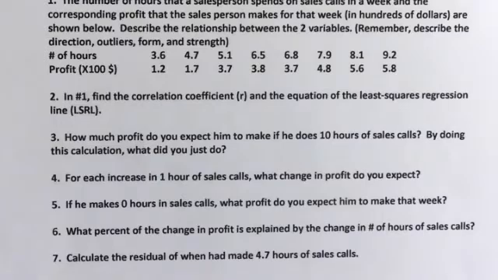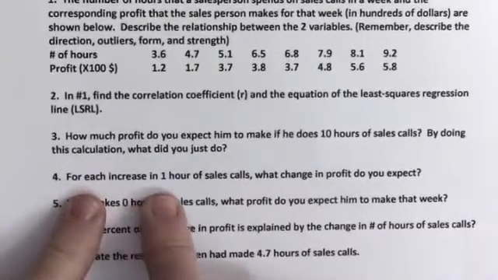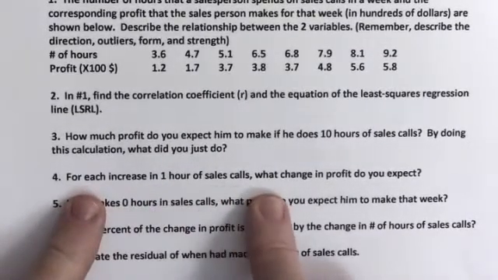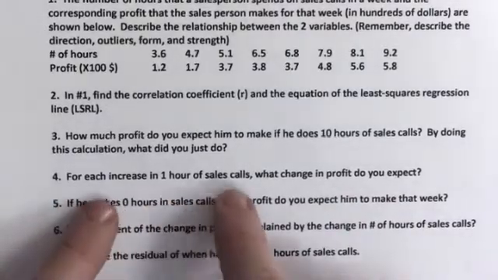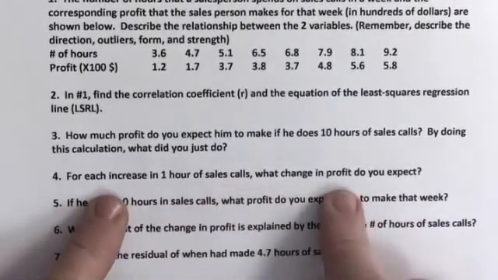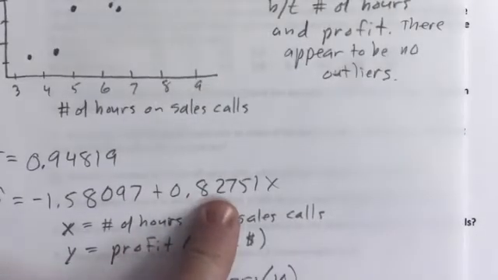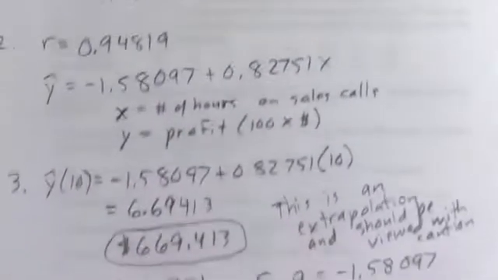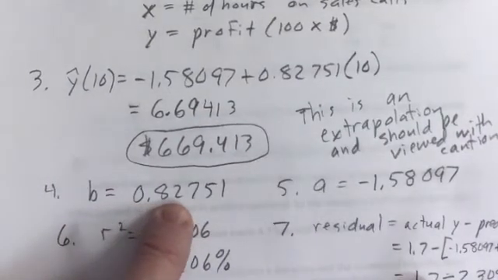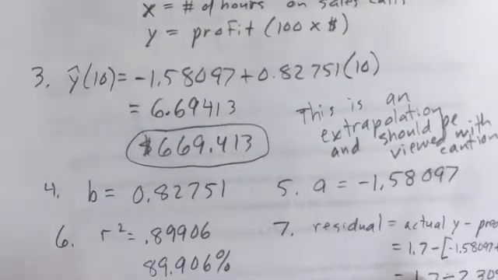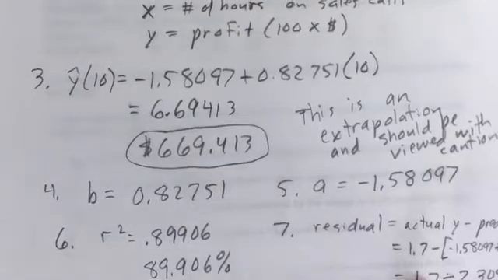So, okay, that's number 3. Number 4, for each increase in 1 hour of sales calls, what change in profit do you expect? In other words, every time X goes up by 1, what are you expecting to happen to Y? That is the slope, the coefficient of X. So the answer to number 4 is just B. It's just the slope, 0.82751. That's probably the most asked question in linear regression.